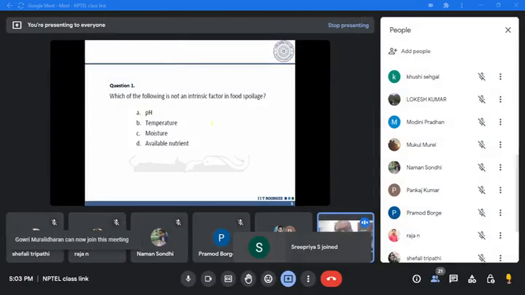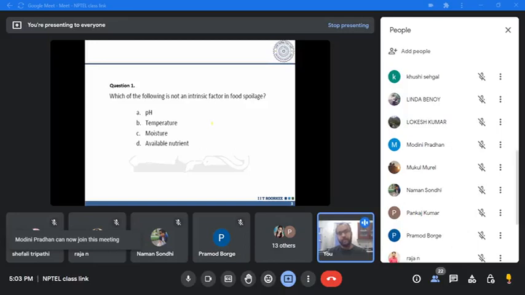There are two factors which affect food quality: one is intrinsic, and the second is extrinsic. You can guess by the name also. Intrinsic means internal factors, those which are present in the food itself, like available nutrient, moisture, and pH. Nutrients, whatever the protein, fat, carbohydrate, are present in the food itself. Moisture is also there in food, and pH also, whether it is acidic or basic. So all these are intrinsic factors, they are physical, chemical, or biological properties.